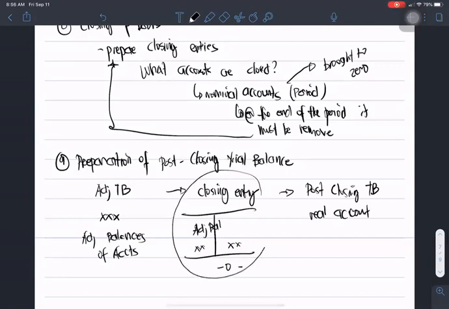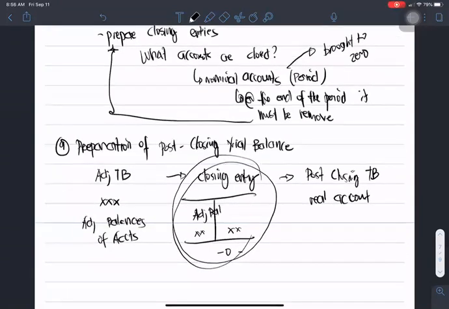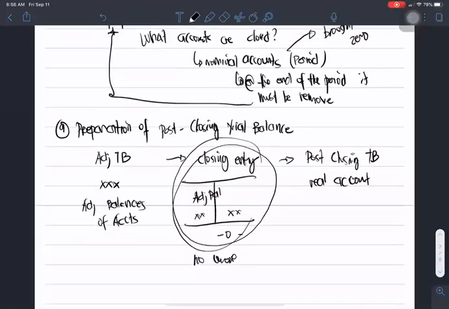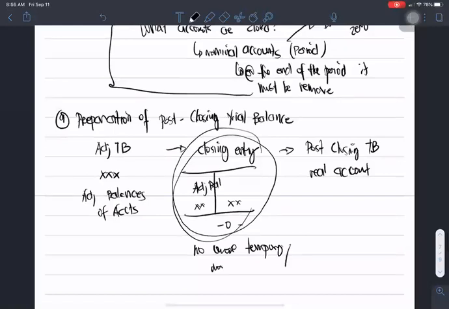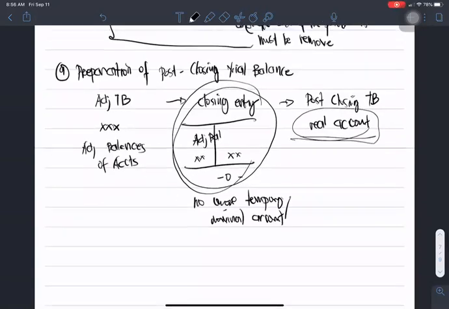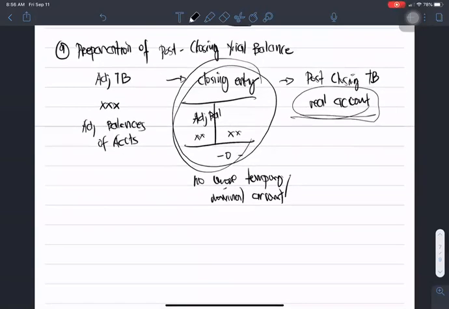Why? Because due to the closing entry, no more temporary or nominal account. What is left or remaining is the real account. Okay? So let's try to visualize these different trial balances.